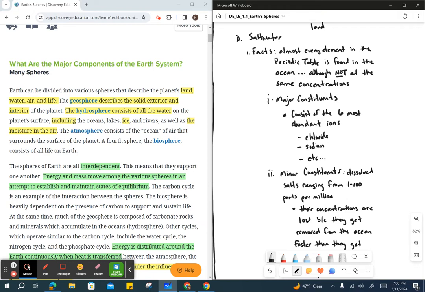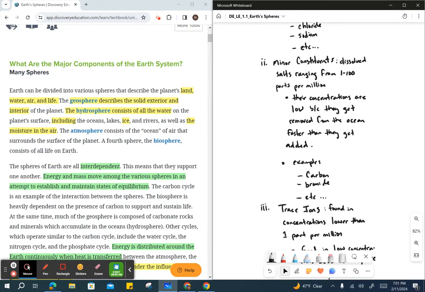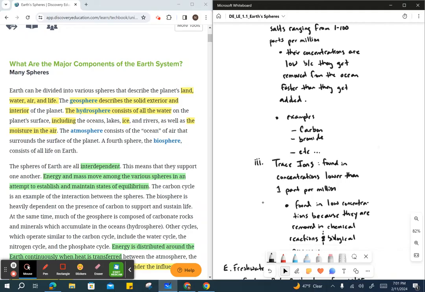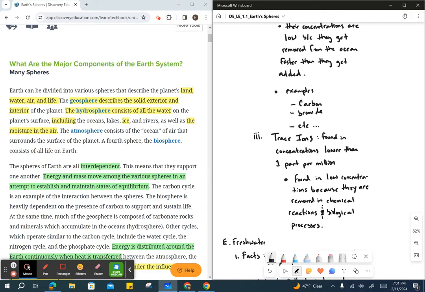You have your minor constituents, dissolved salts ranging from 1 to 1,000 parts per million. These are ions that tend to leave the ocean faster than they enter the ocean. And then you have your trace ions. And these are even found in smaller concentrations, 1 part per million. They often get used up very quickly through biological processes, that's living organisms, and through chemical reactions.